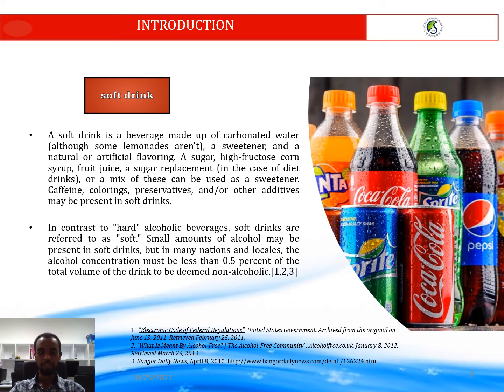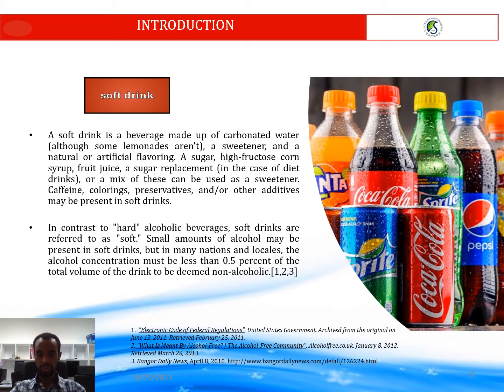Let's start with the introduction. A soft drink is a beverage made up of carbonated water, a sweetener, and a natural or artificial flavoring. A sugar, high fructose corn syrup, fruit juice, and a sugar replacement in the case of diet drinks, or a mix of these can be used as a sweetener. Caffeine, colorings, preservatives, and/or other additives may be present in soft drinks.